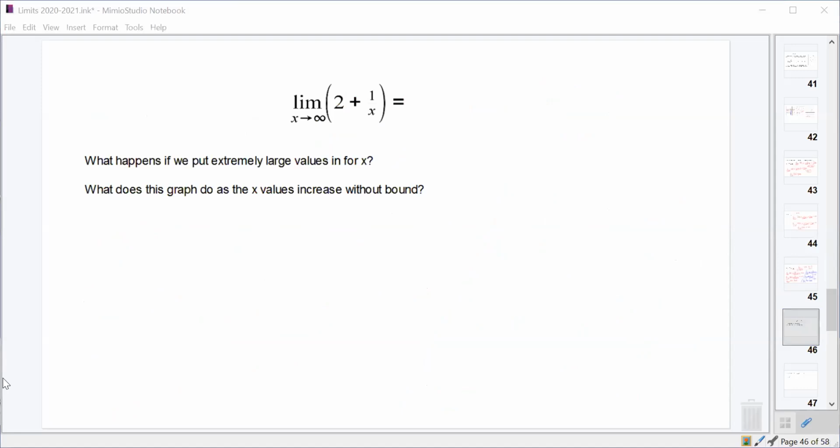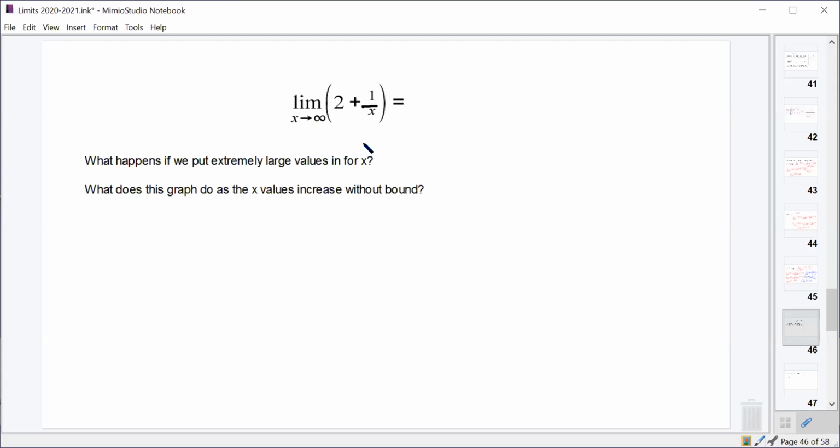Let's look at the function 2 plus 1 over x, and we're going to look at the limit as x approaches infinity. So rather than getting infinity as a result for our limits, we're going to look at what happens as the x values get exceptionally large. We're also going to look at the limits as x approaches negative infinity eventually. So we're going to look at what happens as the x values become very large negatives as well.